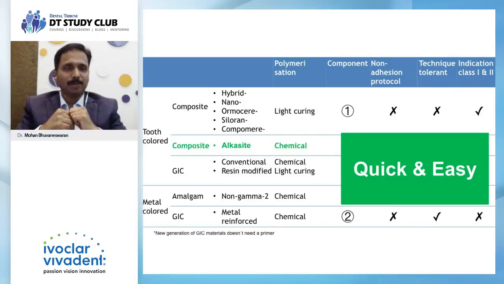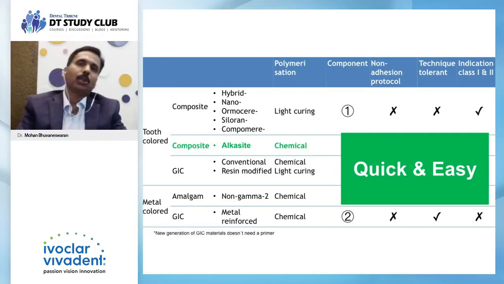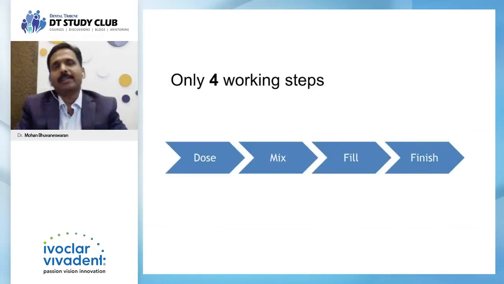So coming on to the classification of material, present generation classification, Cention N is a composite variety available as powder and liquid, and the category is Alkasite. So it's an Alkasite composite. Alkasite is a glass. Glass into composite is Cention N, and it comes to the category of quick and easy. Wow, that attracts me also actually.